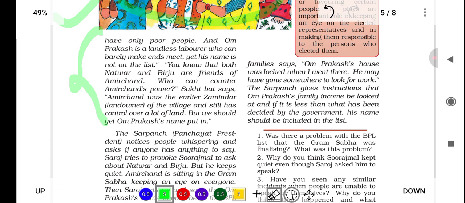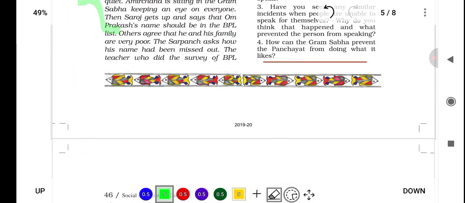The Sarpanch, Panchayat president, notices people whispering and asks if anyone has anything to say. Saroj tries to provoke Surajmal to ask about Natwar and Birju, but he keeps quiet. Amit Chand is sitting in the Gram Sabha, keeping an eye on everyone. Then Saroj gets up and says that Om Prakash's name should be in the BPL list. Others agree that he and his family are very poor.